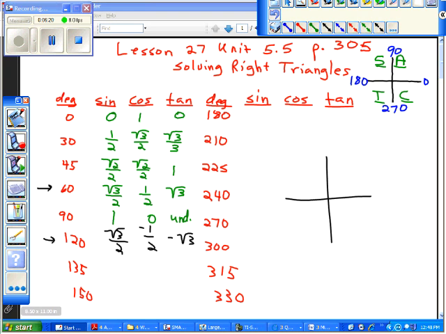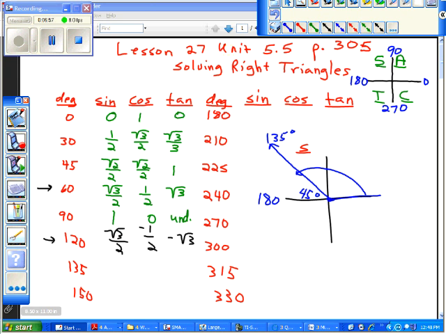The next one's 135 degrees. That means we start here. This is 180 degrees. We're going to go past the 90, so we're going to end up over here somewhere. We're in quadrant 2. We're how far from the 180? 45. So my reference angle is 45 degrees, and I'm in quadrant 2 where what is positive? Sine only. So we're not going to be thinking 135 degrees.